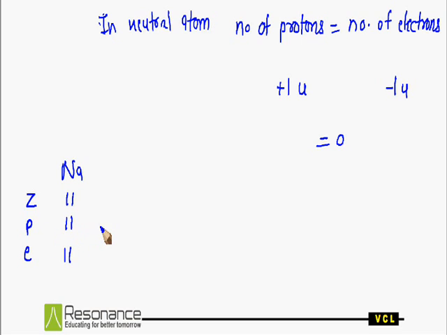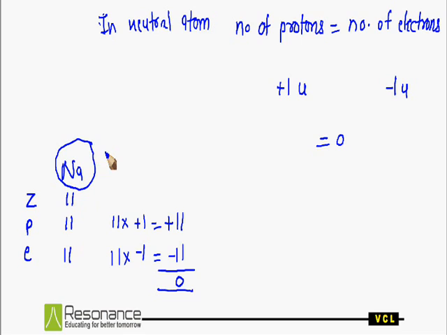As we know, the charge on a proton is +1 unit, so the charge on 11 protons will be 11 into +1, equal to +11, and the charge on an electron is -1 unit. For 11 electrons it will be -11, and the total charge on the atom is equal to 0 because +11 will be cancelled out by -11 and it will become 0. So we can say that for a neutral atom the total charge is 0 because the number of protons is equal to the number of electrons.